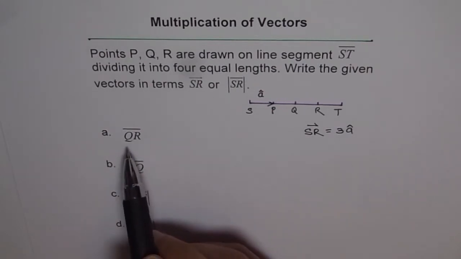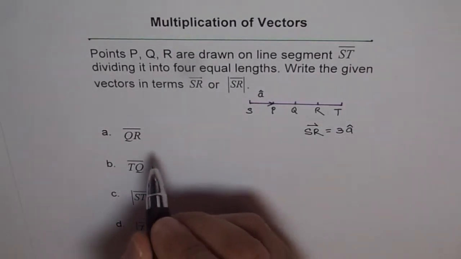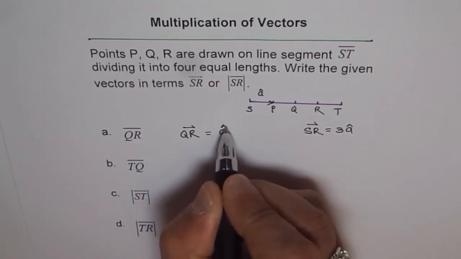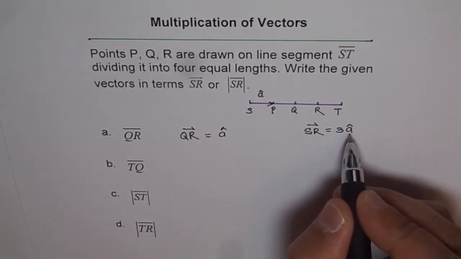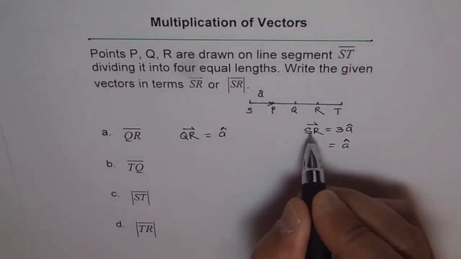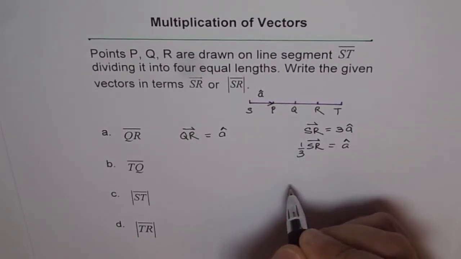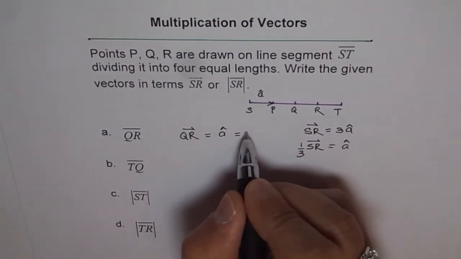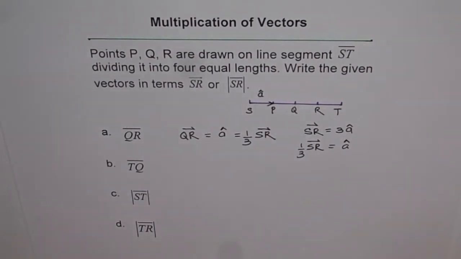Now look at it. If you want to find QR, then Q to R is actually A. So QR is equal to A. Now if you have to write A in terms of SR, you know from here that A is 1/3 of SR. Therefore, you can write QR as 1/3 of SR. I find this to be a very efficient way of answering these types of questions.